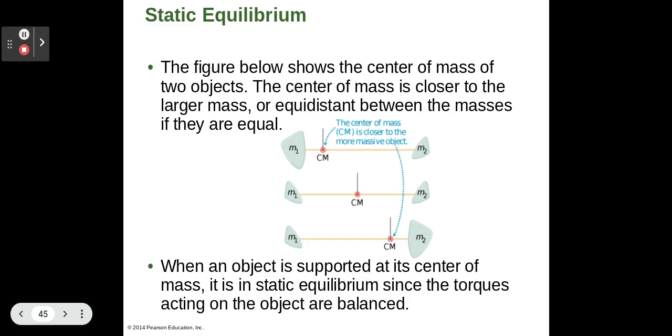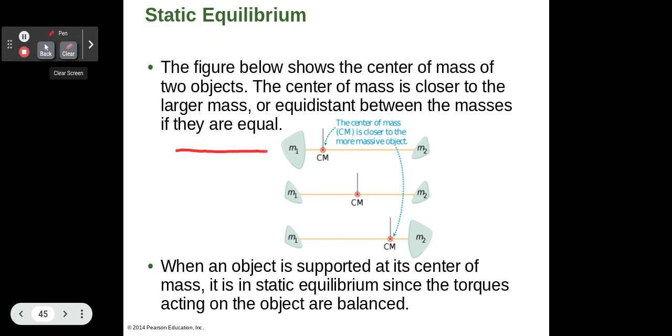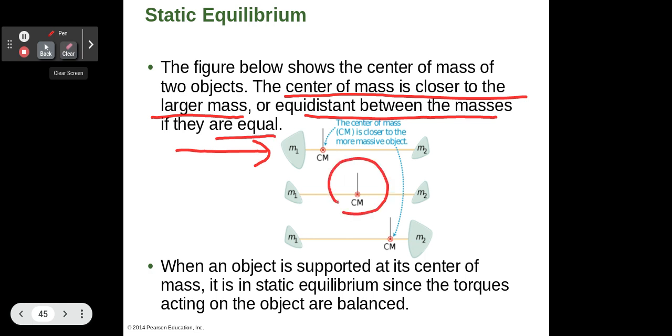So here's an example of what we're talking about. We have two masses, a large and a small. You can see in this first example that the center of mass is actually going to be closer to the larger object. If there is a larger object, the center of mass is closer to the larger mass, and it's equidistant between equal masses. So if you have two masses of the same size, the center of mass between them is going to be literally in the center. If you have two different size objects, the center of mass is going to be closest to the bigger mass, whichever that is.